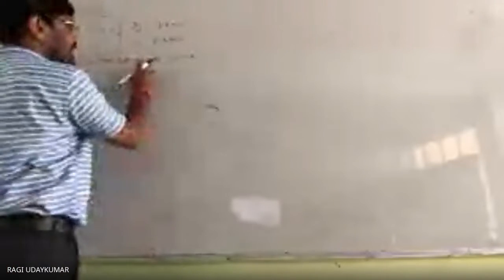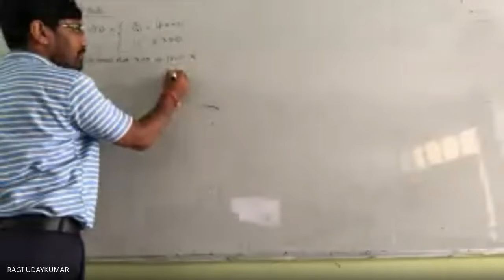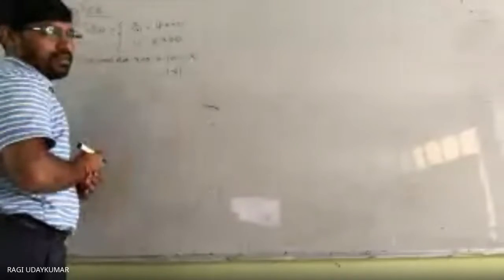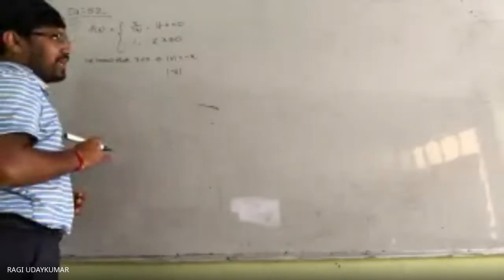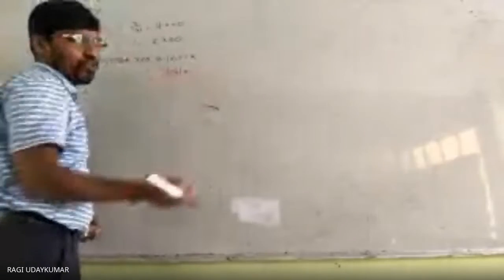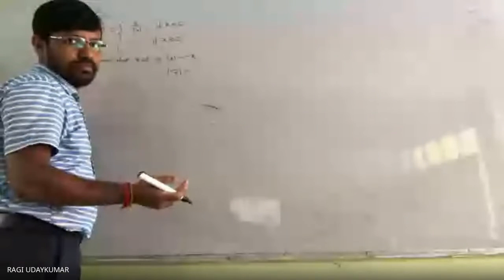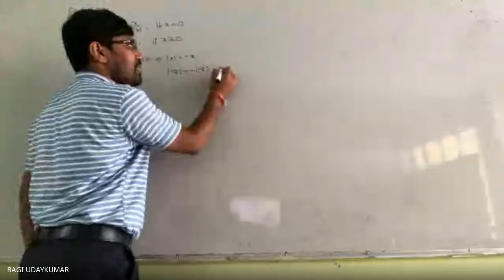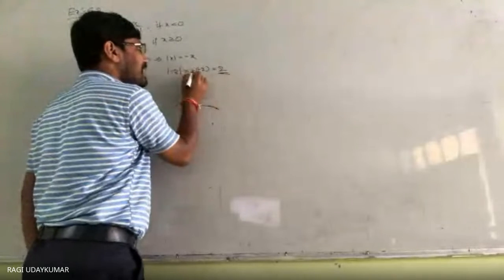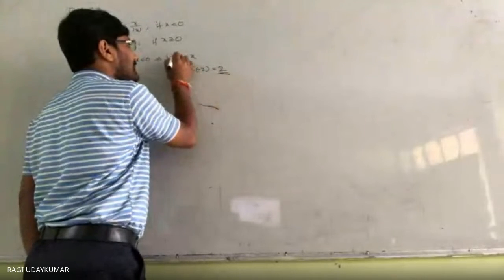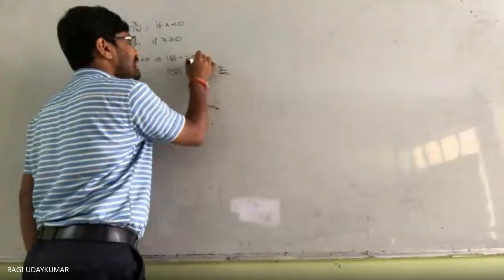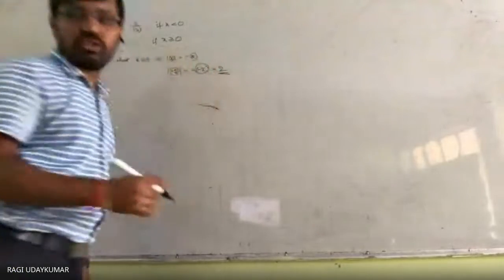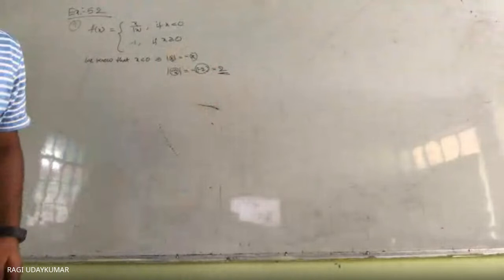How? Because for x less than 0, suppose in the modulus I take -2. The x value is -2, and we need to write it as +2. How will -2 become +2? By multiplying by -1, so we write minus of -2. That's why it becomes +2. So we are writing here, this is x, this is x, so we need to multiply by minus. Only then does it become positive. So this is one thing.